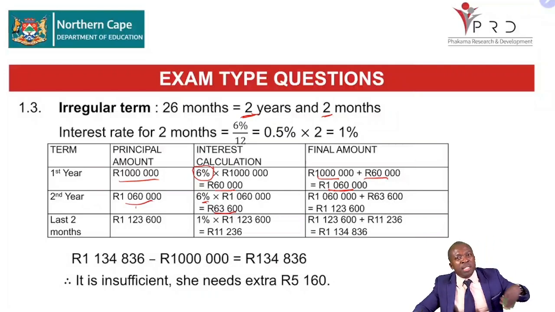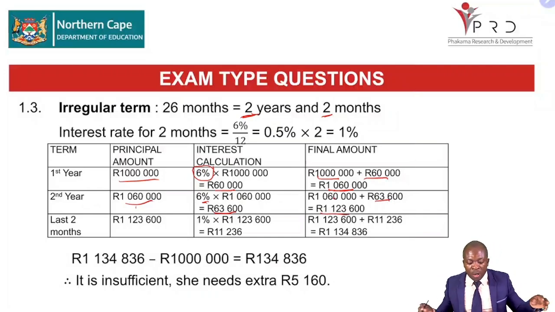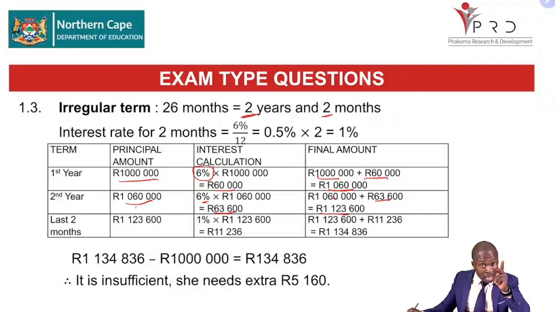Remember, it's compound interest, so we keep on adding the interest, then we calculate on the amount that is due now, the accumulated amount. So all in all, when we add that interest to the amount in the account, we are now going to be owing or having 1,123,600. Well done. But now, here comes the tricky part.